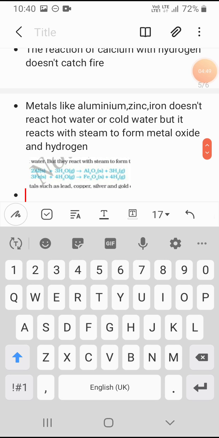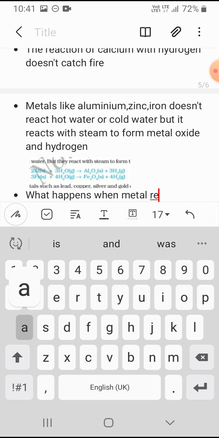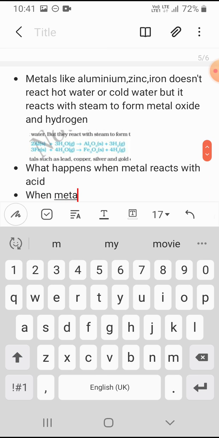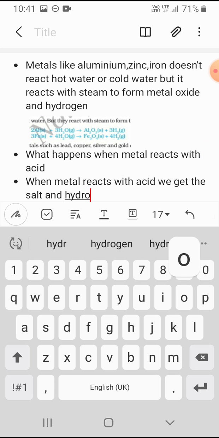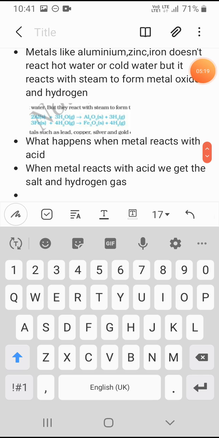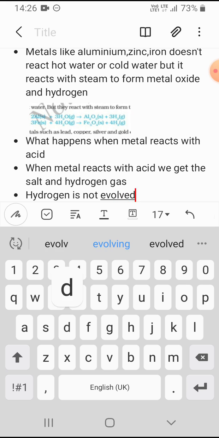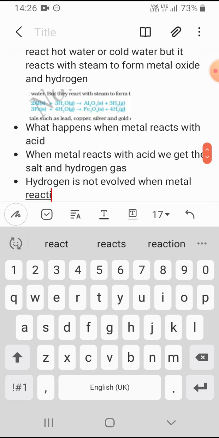So next is what happens when metal reacts with acid. When metal reacts with acid, we get salt and hydrogen gas, as you all know, you learnt in your second chapter, acids, bases and salts. Hydrogen is not evolved when metal reacts with nitric acid.